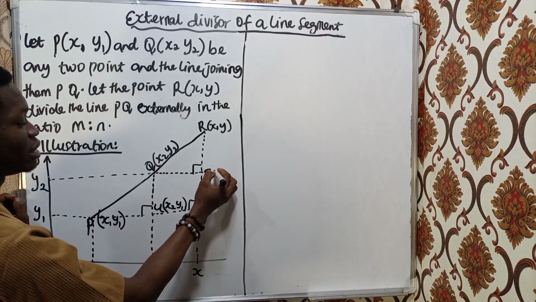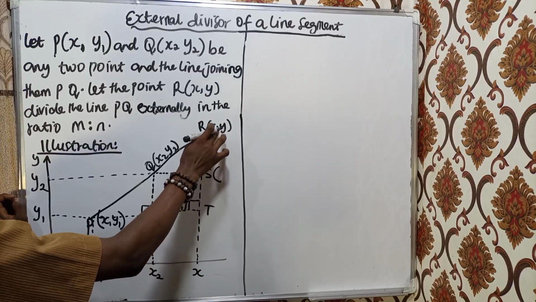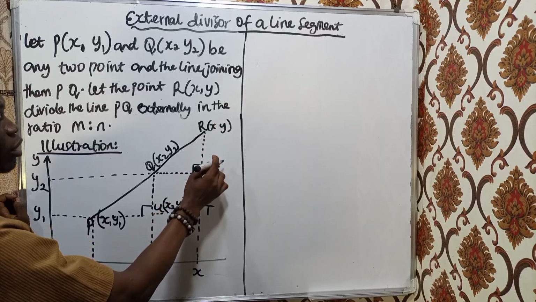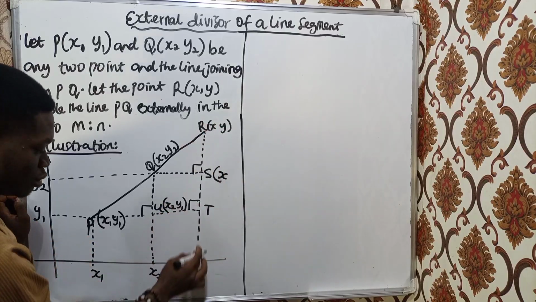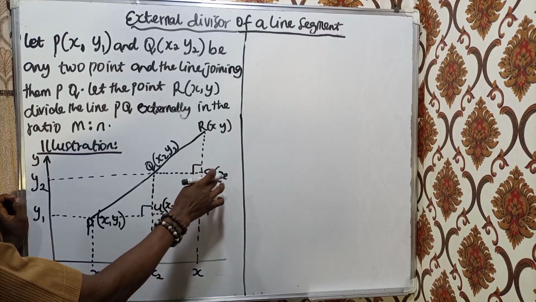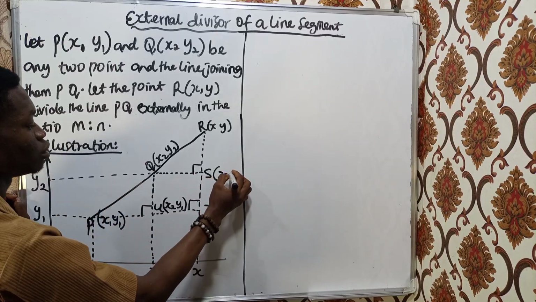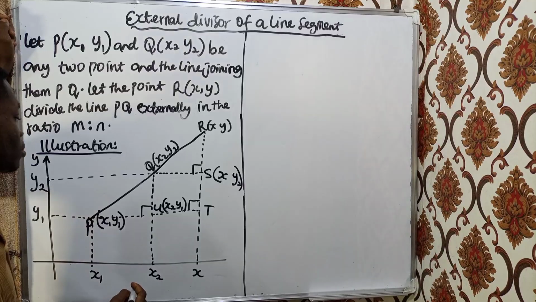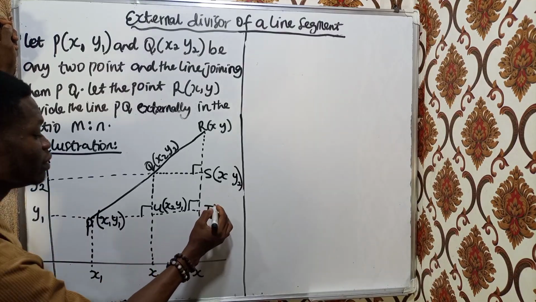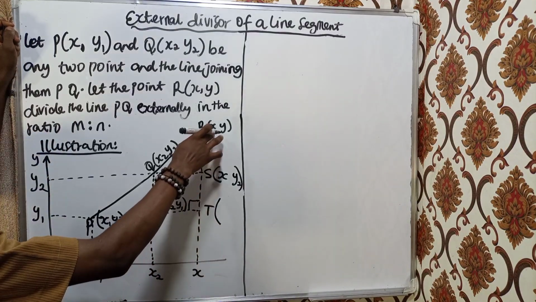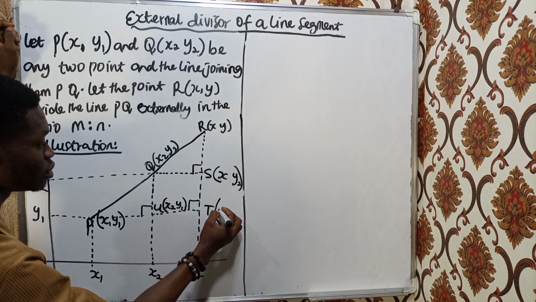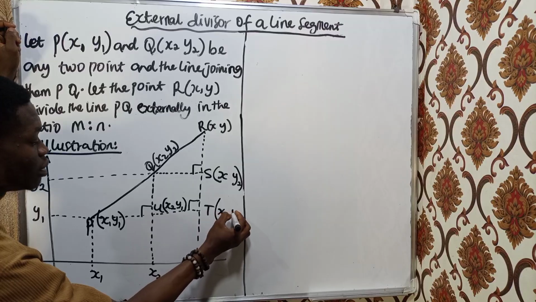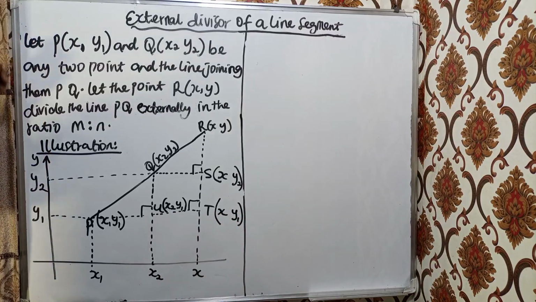Now the coordinate of S: this thing is S. The x value is x, drawing it down here, and the y value is y2. Then we can still find the coordinate of T. The x value is x also, and the y value is y1. So that's it.